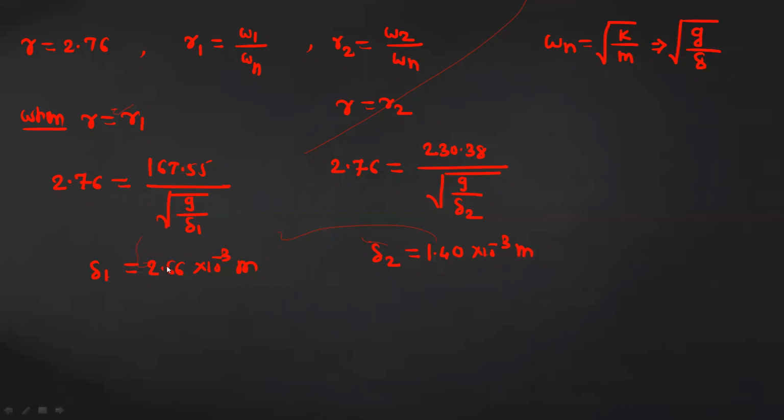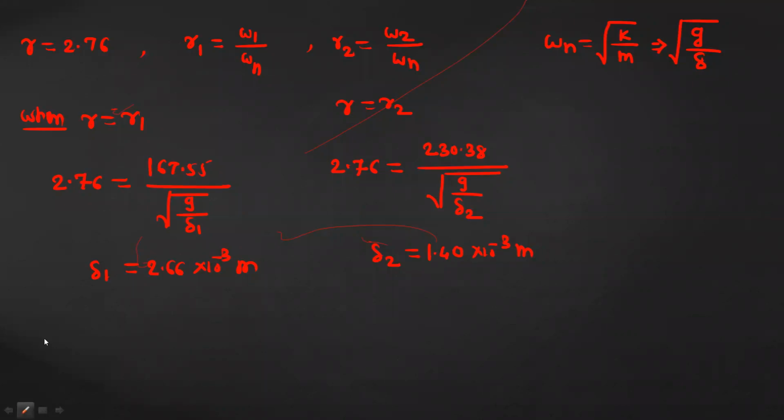Okay, so now with this calculation, that is a frequency ratio, we have got two values of the static deflection. One is delta 1, which is 2.66 millimeter, and delta 2 is 1.4 millimeter. Okay, so each static deflection means each one spring. So this is one spring and this is the another spring.